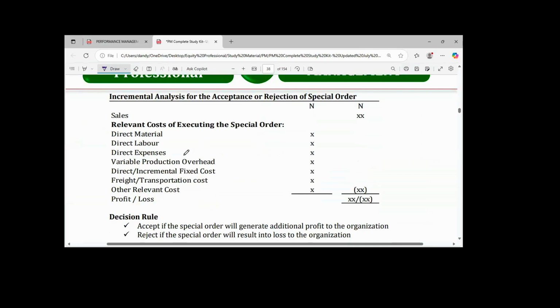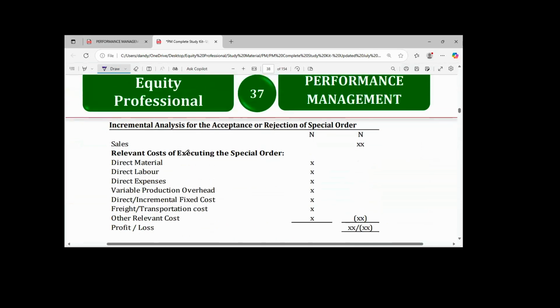So what are you supposed to do? The first thing you are going to do, of course, is to determine the sales value. If in the question you are not given the sales value, you may be given the selling price. Therefore, you multiply the selling price by the number of units sold. That will give you the total sales. Then you compare it with the relevant cost of executing the special order. The focus, like I said, is on the special order. You are less concerned with the company's normal operation.